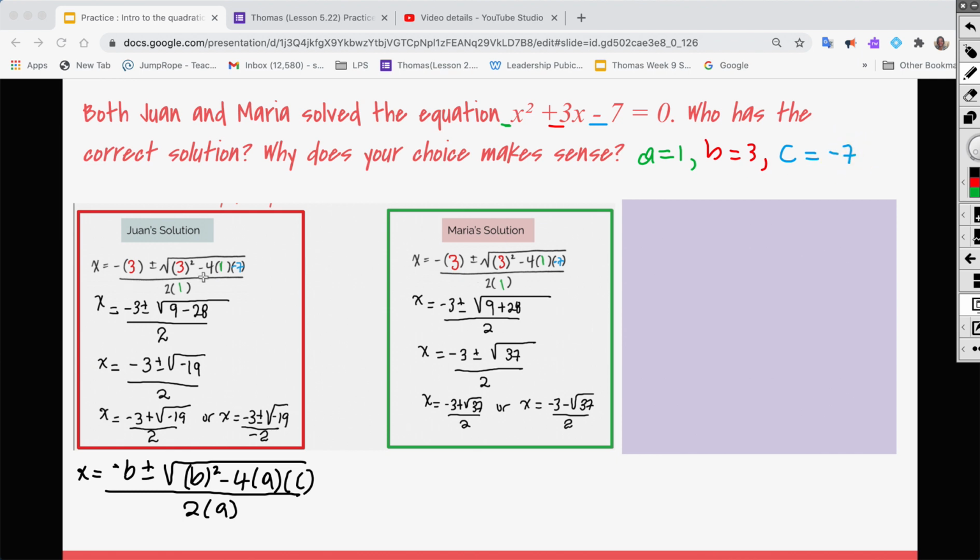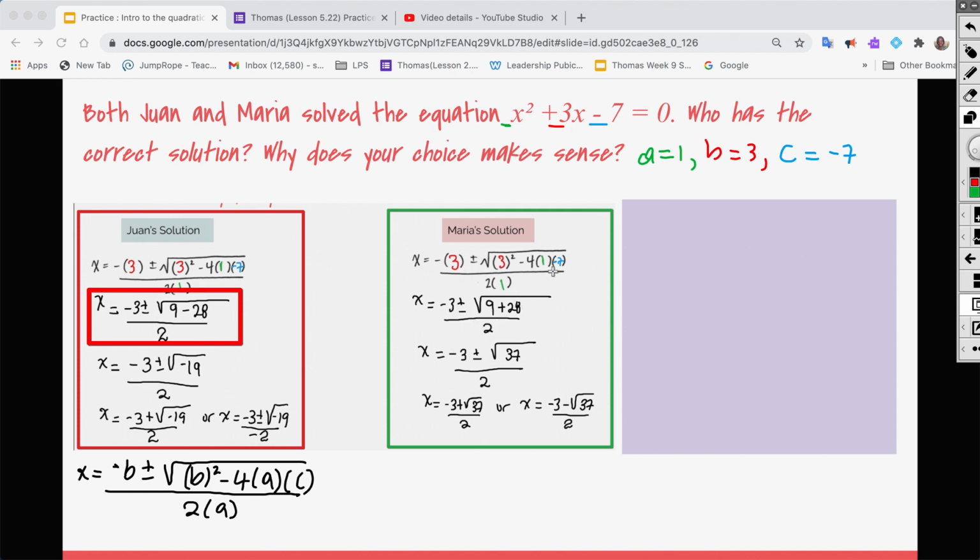So when we plug into the formula, both equations have it plugged in correctly. Now we have to reduce. So we have 3 squared, that's 9, minus 28. A negative 4 times 1, that's negative 4, times a negative 7 should give us a positive 28. So where we notice the error being made is right here in this step for Juan's solution, whereas Maria did it correctly.